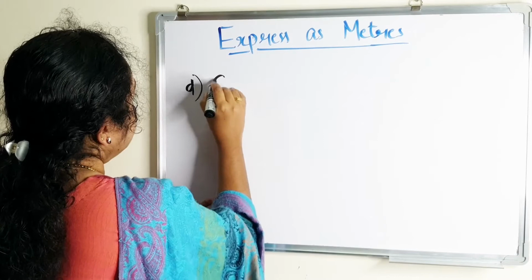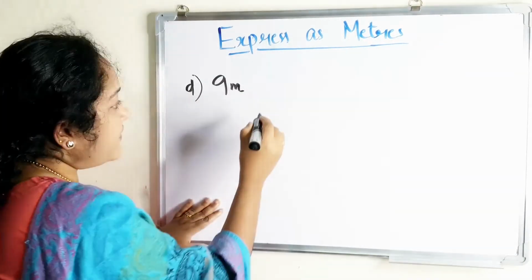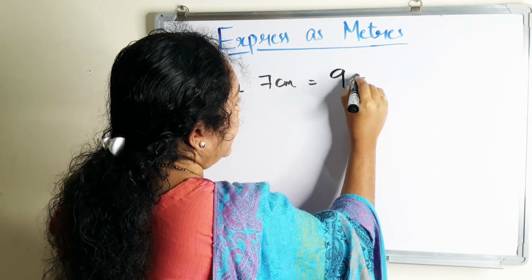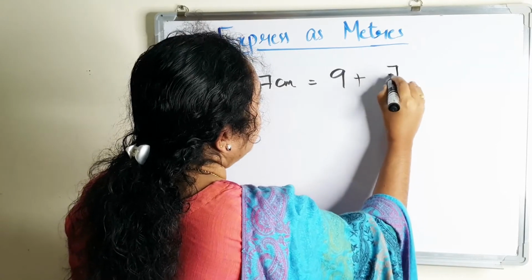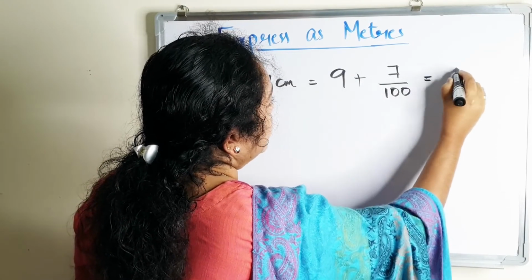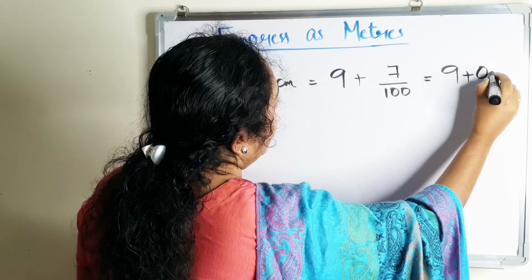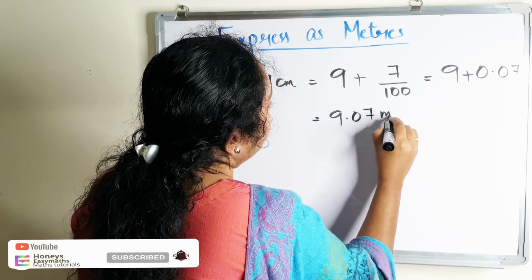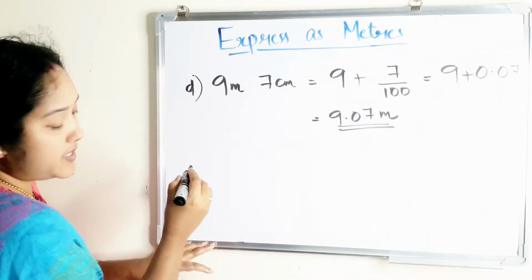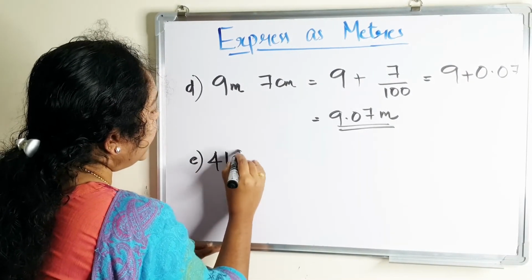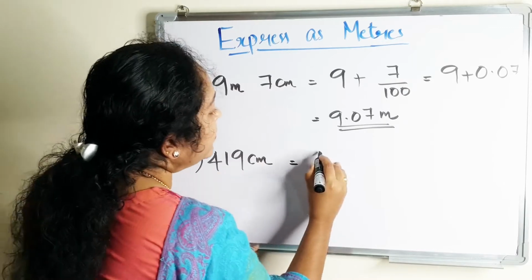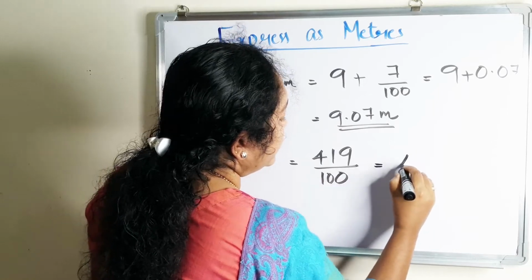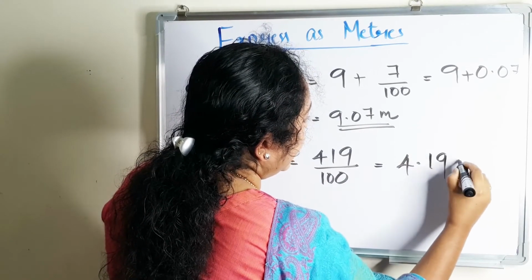Next question is 9 meter 7 centimeter. That is equal to 9 plus, centimeter to meter, 7 divided by 100. That is equal to 9 plus 0.07, which is equal to 9.07 meter. The last question, E, is 419 centimeter. That is equal to 419 divided by 100, which is equal to 4.19 meter.